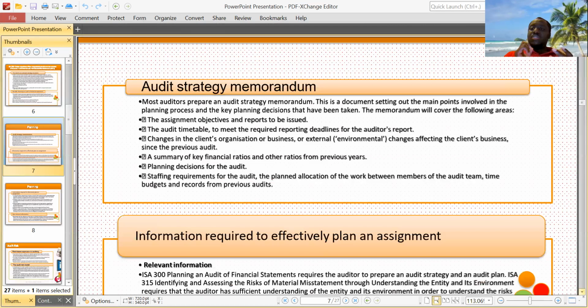Another thing that's also important in the audit strategy memo is a summary of key financial ratios from previous years. Financial ratios give you a bird's eye view of the financial performance of an organization. So some summary financial ratios from previous years certainly will be helpful in that regard. Then it also includes planning decisions for the audits as well as staffing requirements. We cannot talk about audits without talking about staffing requirements. So the people who would work on the audits, the number of hours they would work in order to achieve our goals.